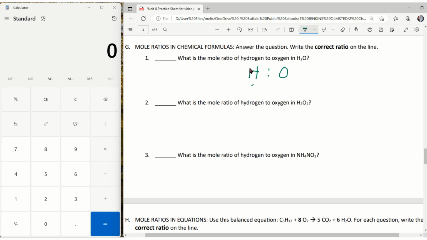What is the subscript for hydrogen? 2. The subscript for oxygen? 1. Because there are no parentheses, so it's real simple. So the mole ratio of hydrogen to oxygen in that formula is 2 to 1.